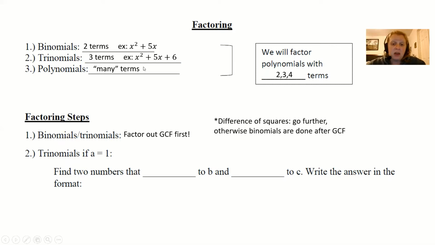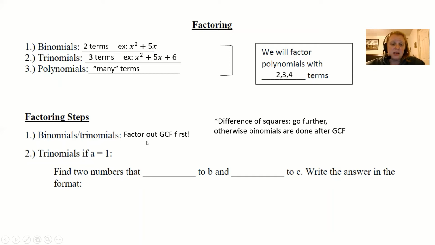But I am going to make a little note here that unless you have what's called a difference of squares, which is a very special binomial, your binomials are done after the GCF. If you do have a difference of squares, you can go further, and you should. But if you don't have that special scenario, you cannot do anything else with those. We'll see an example of difference of squares and an example of something that's not, and then you can see the difference.